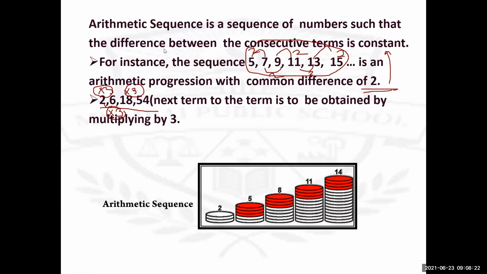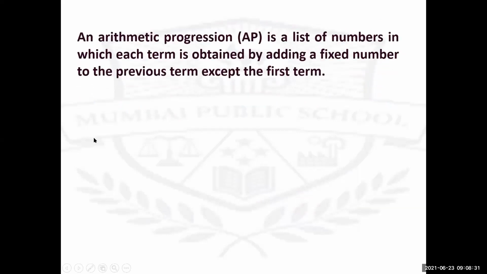Now your arithmetic sequence. An arithmetic progression is a list of numbers in which each term is obtained by adding a fixed number to the previous term, except the first number. Whatever number you are going to add for a specific list of numbers, that number should be fixed. Check, I told you, this word is very important, by adding a fixed number.